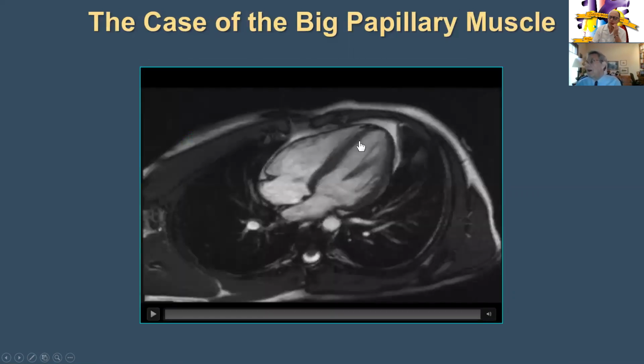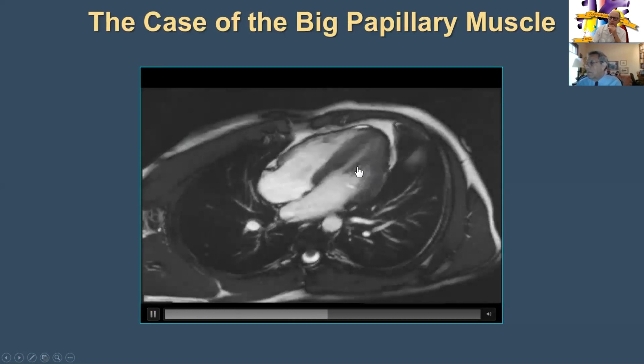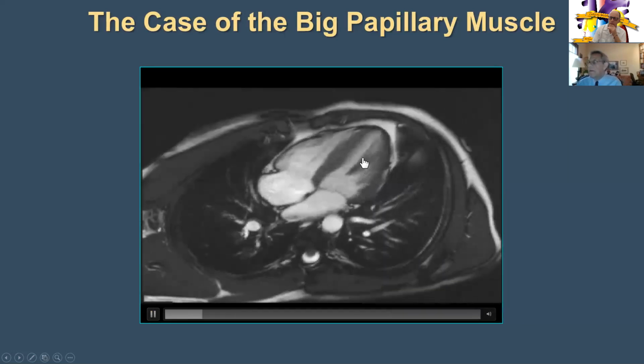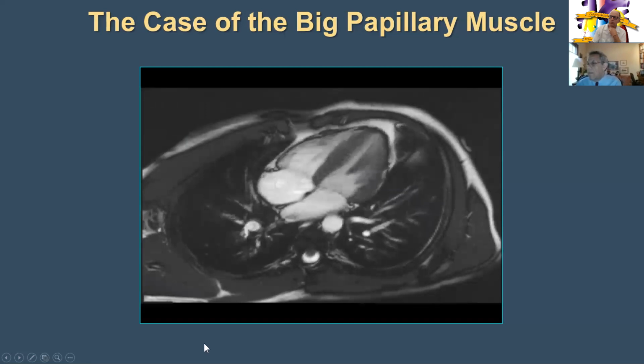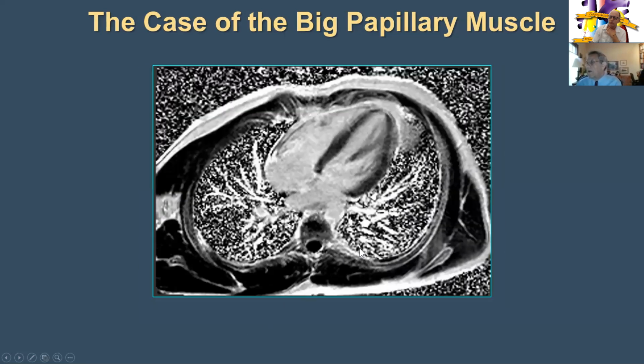Next is the MRI scan, and you'll notice again, no hypertrophy, but this large papillary muscle here with a smaller one here, basically a bifid papillary muscle. You can see here. Next, we gave a gadolinium. And interestingly, the patient had no scar, and thus his risk for VT was very low.